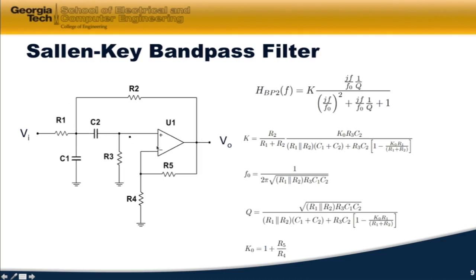If you solved for the ratio of V out to Vn, you would find that the transfer function has this form, a second-order bandpass filter transfer function, where K, F naught, and Q are given by these three expressions. And to make these expressions somewhat simpler, an additional parameter, K naught, has been introduced, where K naught is equal to the gain of the non-inverting op-amp amplifier, 1 plus R5 over R4.